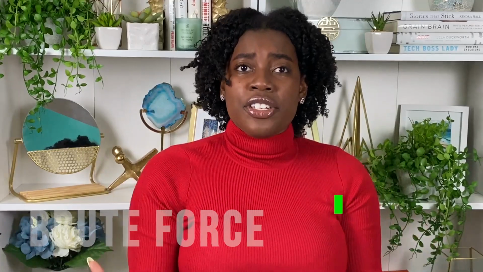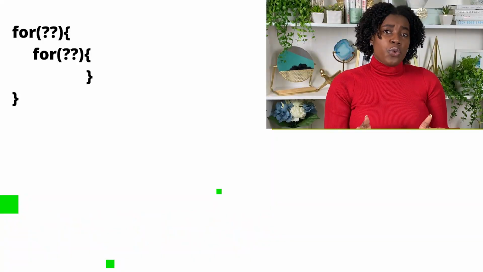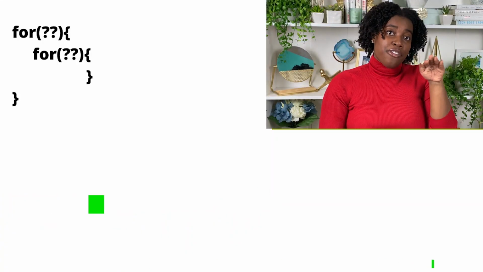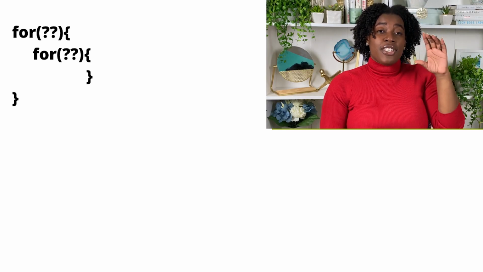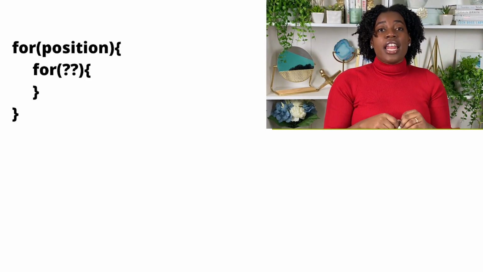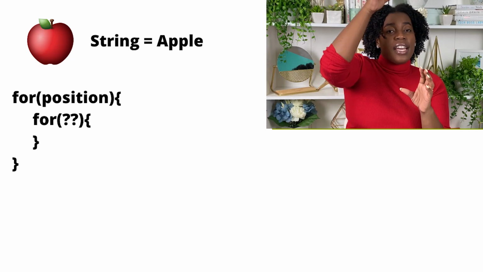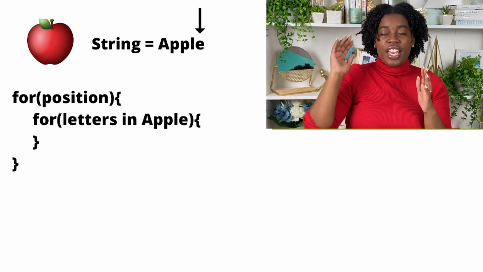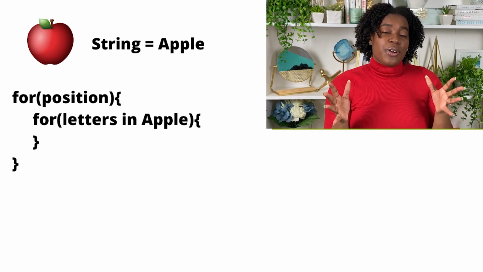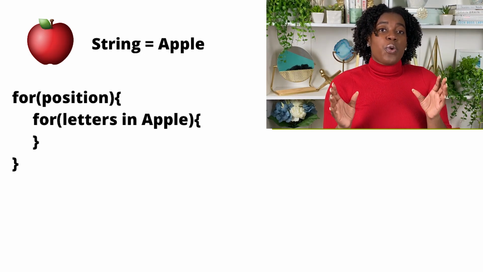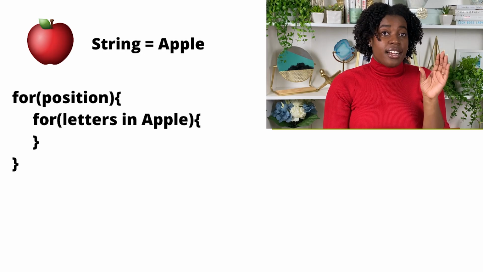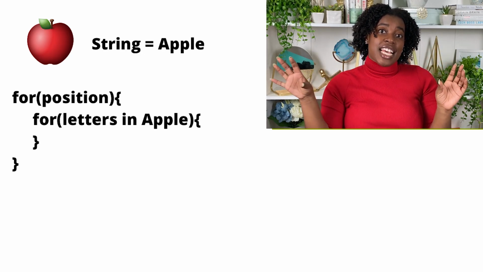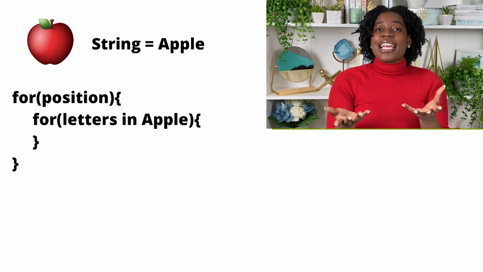Now, there are several different ways that you could solve it. I'm going to show you three today. So our first solution is going to utilize two for loops. Our outer for loop is going to hold our position in our string, and our inner for loop is going to iterate through each letter of the string. The logic here is that we're going to check each letter versus the preceding letters. Let me give you an example of this.